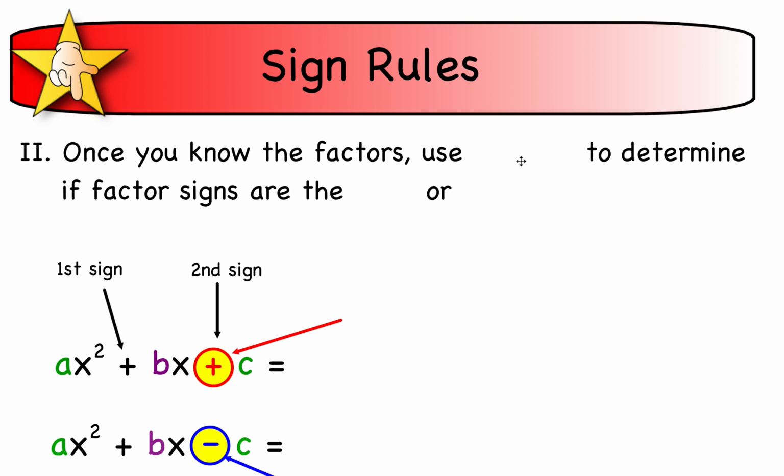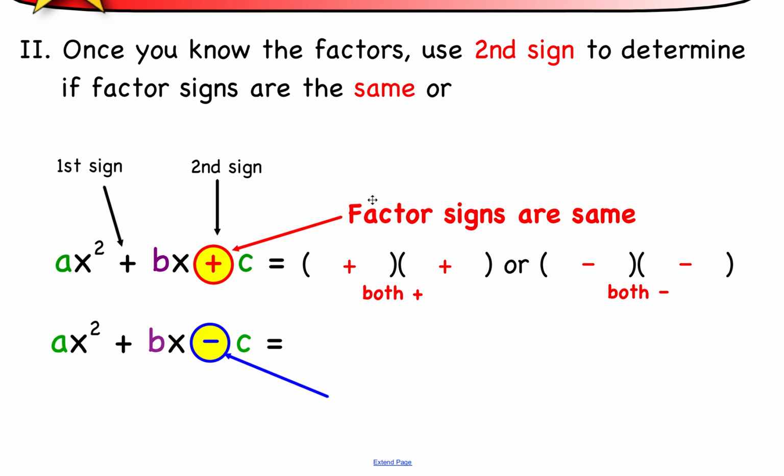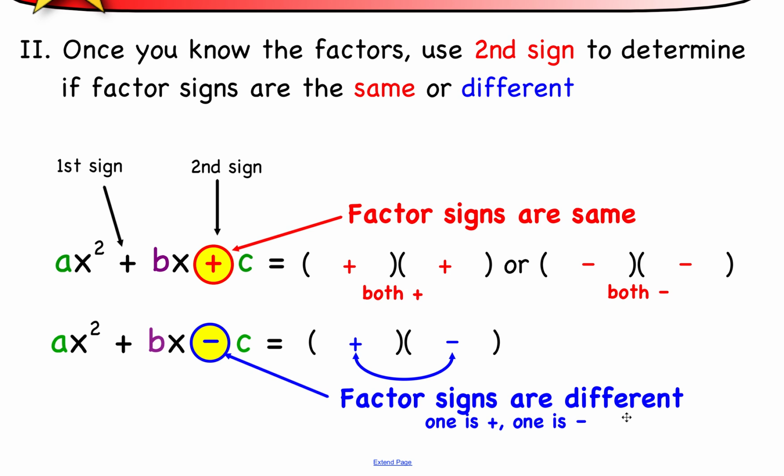So once we know the factors, we're going to use the second sign. So we have one sign here and a second sign here. So the second sign is the one we're looking at for our sign rules right now. That second sign will tell us if the factor signs are the same or if they are different. Now, if this second sign is a plus sign, that tells us that our binomial factors are both the same sign. They're either both plus or they're both minus. So when this is a plus, we have both pluses or both minuses, and the first sign tells us what they are. Okay? So if this second sign is a minus, that tells us that the factor signs are different. One of them is plus and one of them is minus.